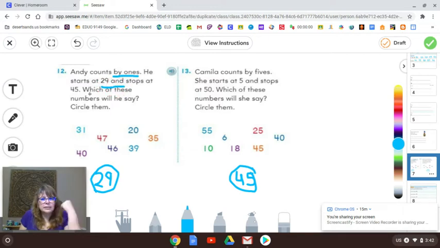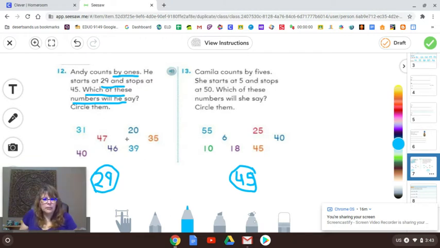It says, which of these numbers will he say? Which of these numbers will he say? Okay, so that means that we're looking for numbers that are between 29 and 45. So now I'm going to start with 29 here and I'm going to count by ones. 30 is my next number. Do I have a 30?